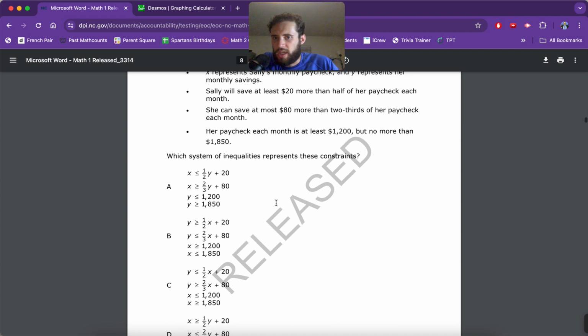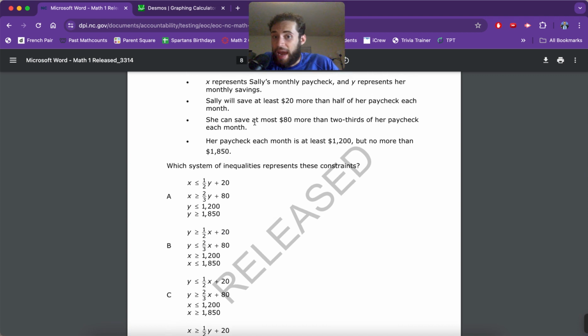But if we just want to check the other things, she can save at most. So at most is the opposite of at least. At most is saying it can't be more than the most. So it actually sounds like more than, which you'd think a greater than sign, but since it's setting that ceiling, you can't go above the ceiling, then this is going to be less than or equal to. It has to be less than or equal to 80 more than 2/3 of her paycheck. So it's 80 plus 2/3 x. Y is less than or equal to 2/3 x plus 80.